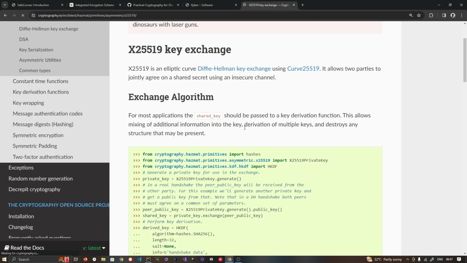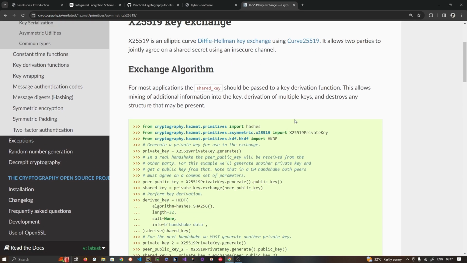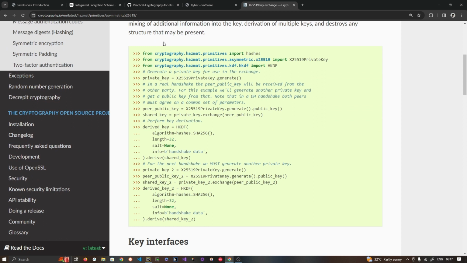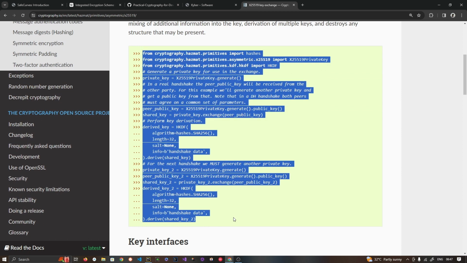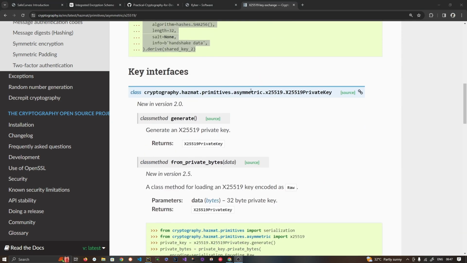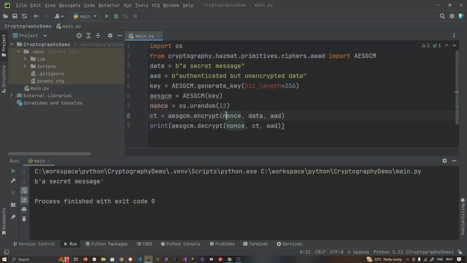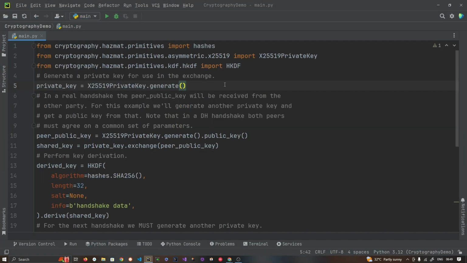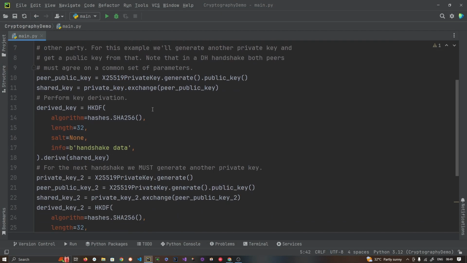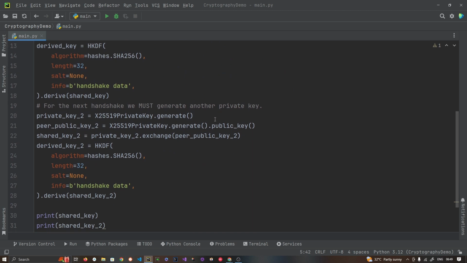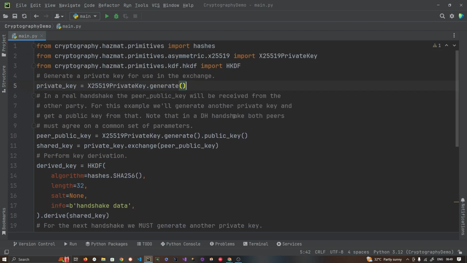So basically, this is not an encryption. This is a key exchange, and this is the example. Let me copy, paste, and I will explain this to you. This is about X25519, and this is a key exchange problem. This is like Diffie-Hellman key exchange, where two parties agree upon one symmetric key, and that symmetric key is then used for encryption. So let's understand how this key is exchanged.